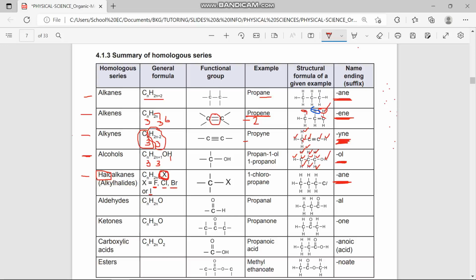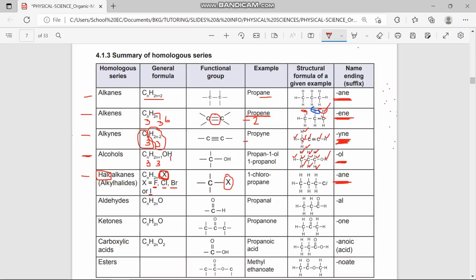Let's go to the functional group of this. The functional group is that it has a single bond still, just like alkanes. That's the other thing that is similar between haloalkanes and alkanes. It also has this X, which means it's a halogen. The C atom is bonding with the halogen X.